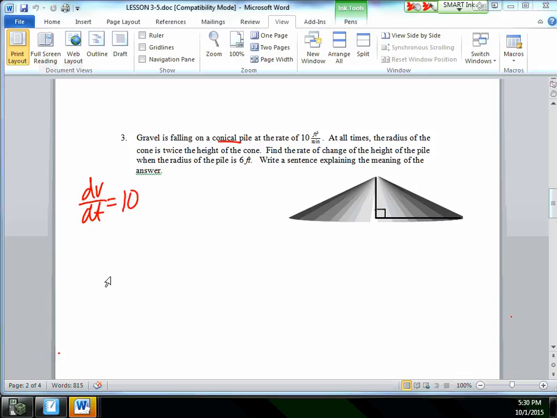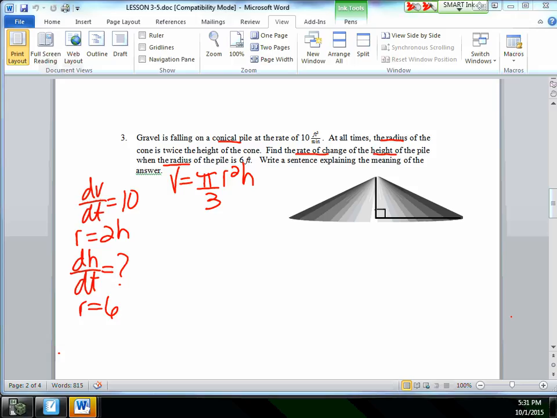I'm not going to write units, okay? At all times, the radius, r, is twice the height. Find the rate of change of the height. So I want to find dh/dt is my question mark when the radius is 6 feet tall. Then write a sentence explaining what this means. So I'm talking about a cone. I'm talking about a volume. What is the equation? Volume equals pi thirds, pi, don't need to write it twice, r squared h.